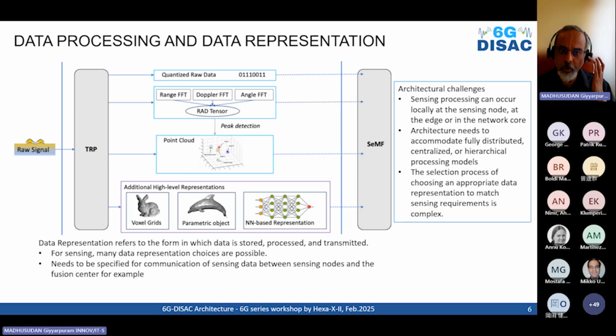So what are we talking about when we talk about data representation? This is the form in which the data is stored, processed, and transmitted between different nodes. And as you can see in the picture, a whole bunch of choices are possible, and this is far from exhaustive; even more are possible. You could just send the raw data, or you could quantize it and send the quantized data, which is more compressed.